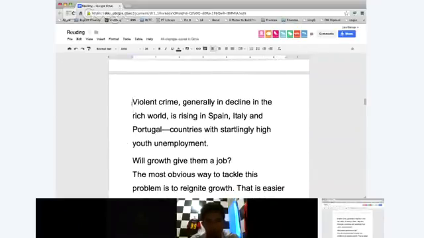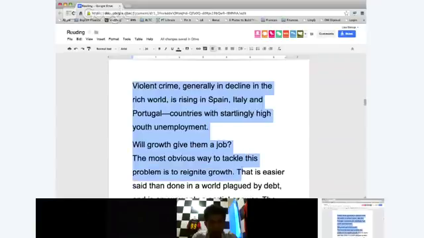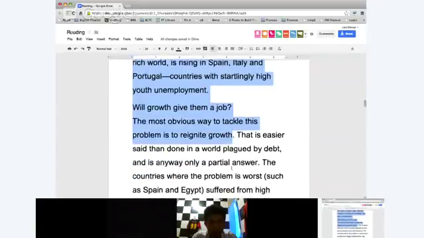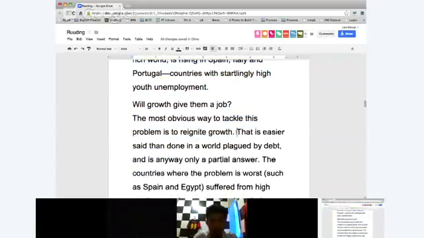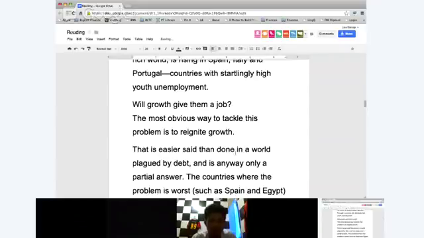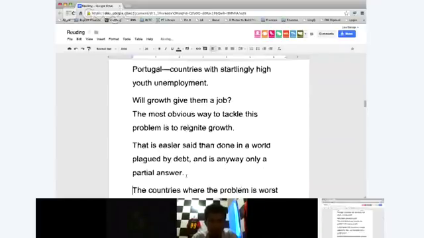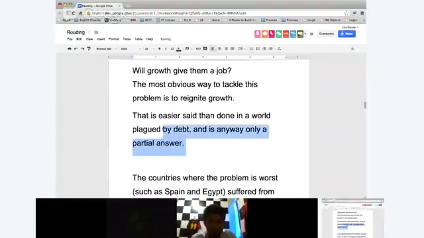Violent crime, generally in decline in the rich world, is rising in Spain, Italy, and Portugal, countries with startlingly high youth unemployment. Will growth give them a job? The most obvious way to tackle this problem is to reignite growth. That is easier said than done in a world plagued by debt, and is a partial answer.